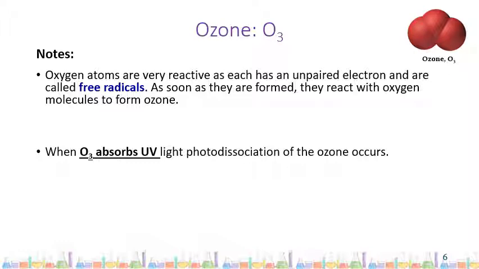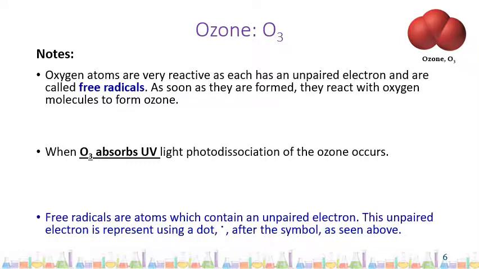These oxygen atoms are also called free radicals. What a free radical is, it's an atom which contains an unpaired electron. This unpaired electron is represented using a dot after the symbol. You'll have seen that on the last slide as well. I've highlighted it here in blue. These oxygen atoms are very reactive because of this unpaired electron. We know oxygen as O doesn't exist on its own, and that's because it's so reactive with that unpaired electron.